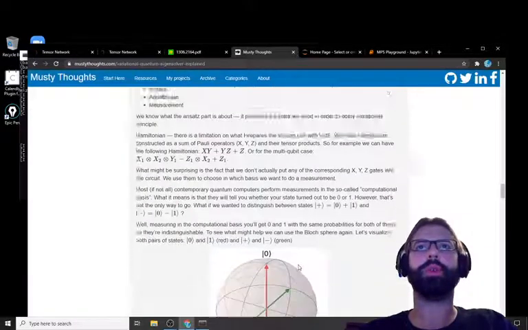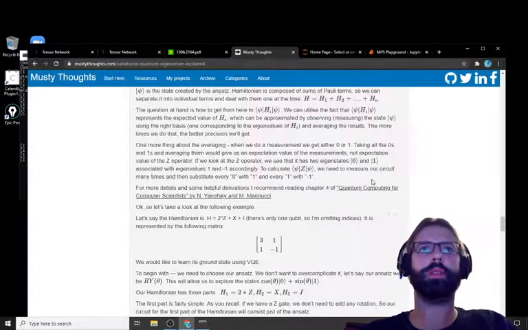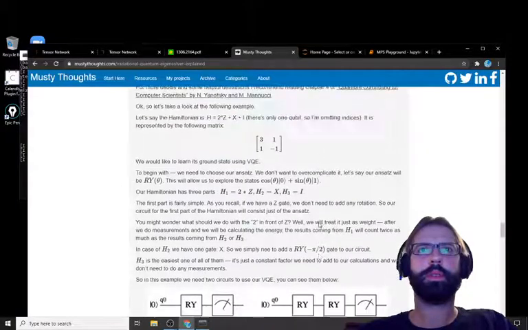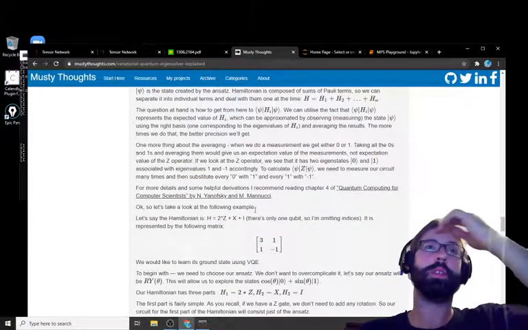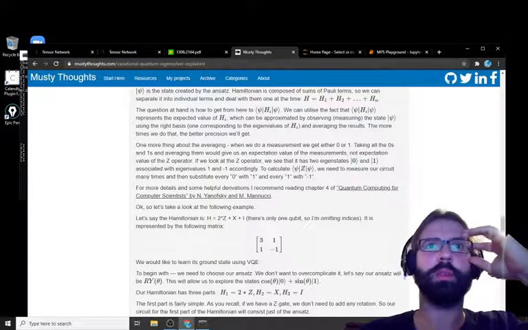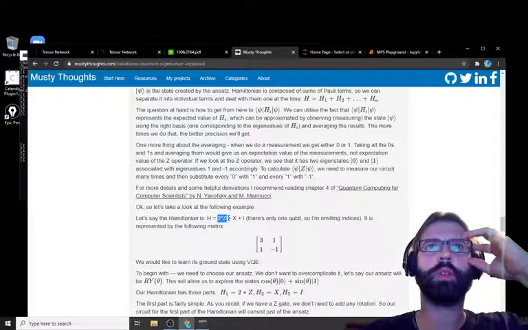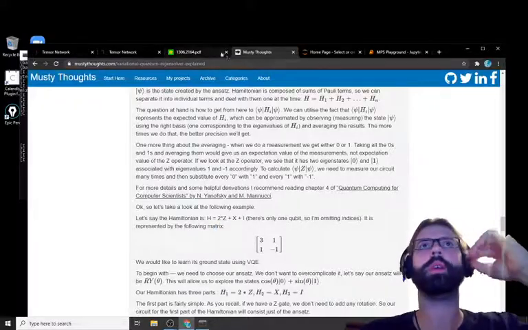I mean, we could even use these. So let's use Masty Thoughts' example. Let's imagine this is a Hamiltonian. There's only one qubit. So the Hamiltonian is 2 times Z plus X plus I. It is the following matrix. So this is our Hamiltonian.